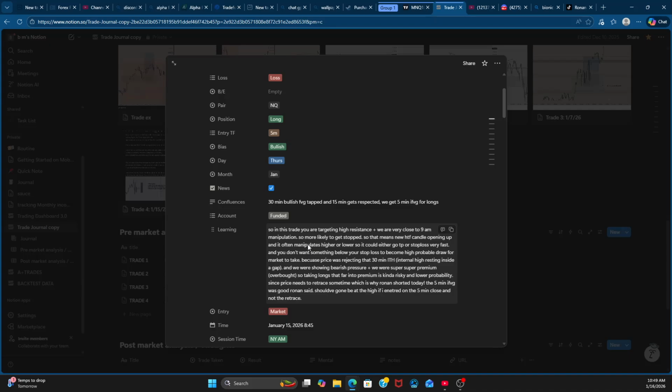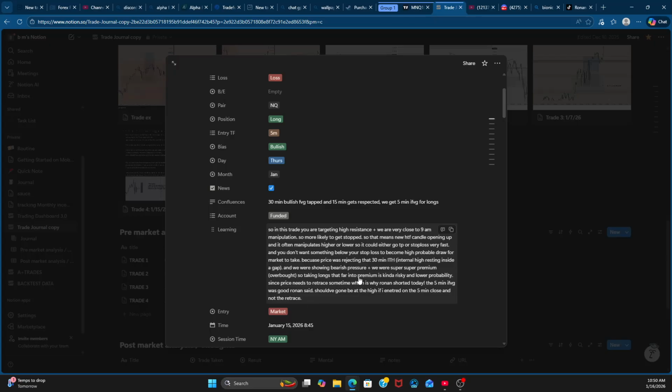So, that means a new high time frame candle is opening up, and it often manipulates higher or lower. So, it could either go to stop loss or TP very fast. And you don't want something below your stop loss to become a high probable draw for market to take, because price is rejecting that 30-minute internal high we saw before market open, resting inside of a gap, right? That's why it is an internal high. It's resting inside of a gap, right? Or an internal low, resting inside of a high time frame key level.